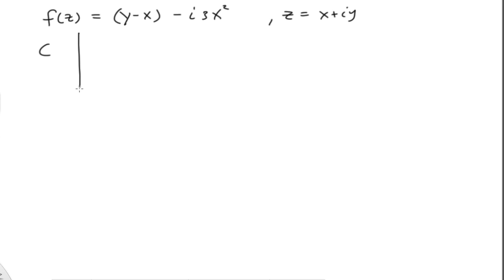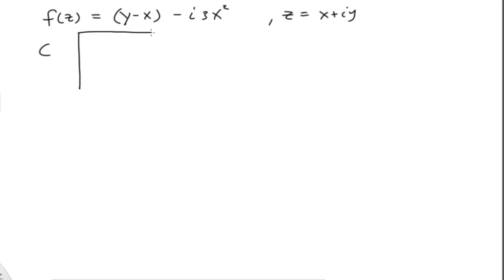Okay, so now let's use this idea and do one more example computation, a more involved one. Okay, so we're going to talk about this function now. f of z is equal to y minus x, that'll be the real part, minus i 3x squared. So again, our z is going to be x plus i y. All right, and we're going to take it on this path.